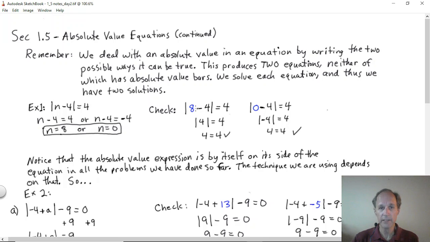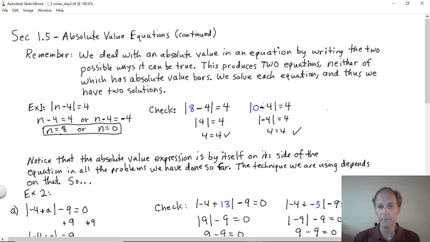In blue is the number we plugged in for the variable. In the first case, we're checking the solution n equals 8. Plug it in for n. We get absolute value of 8 minus 4. That is the absolute value of 4. And then the absolute value of 4 is 4. So 4 equals 4, and it checks.